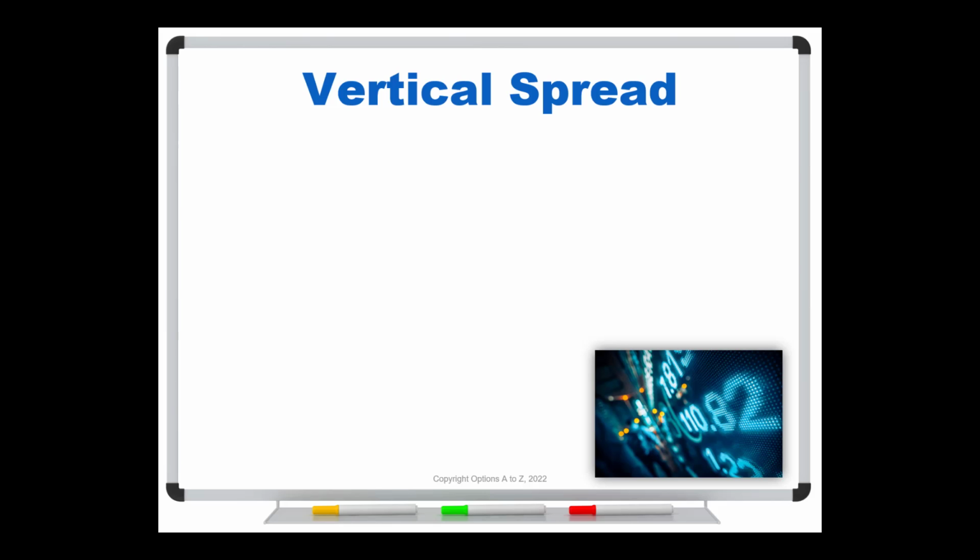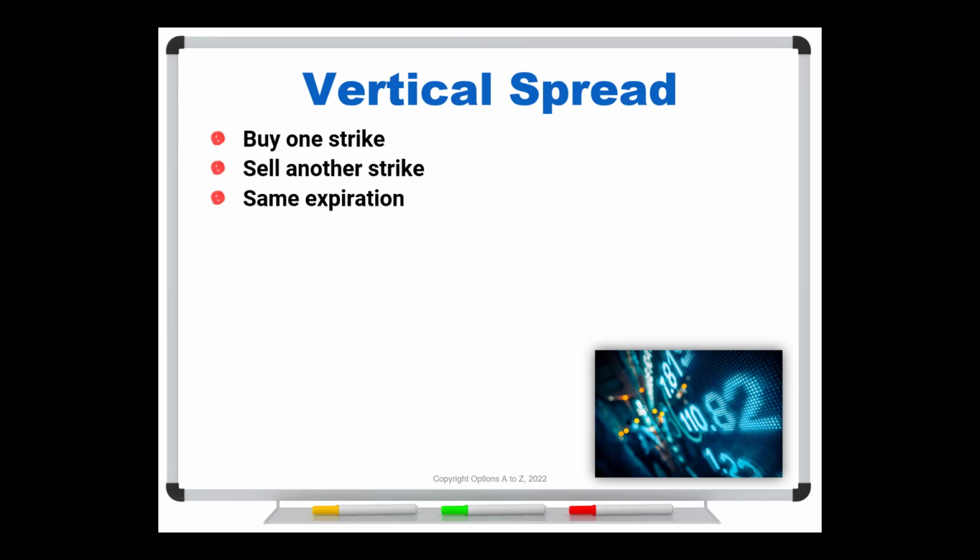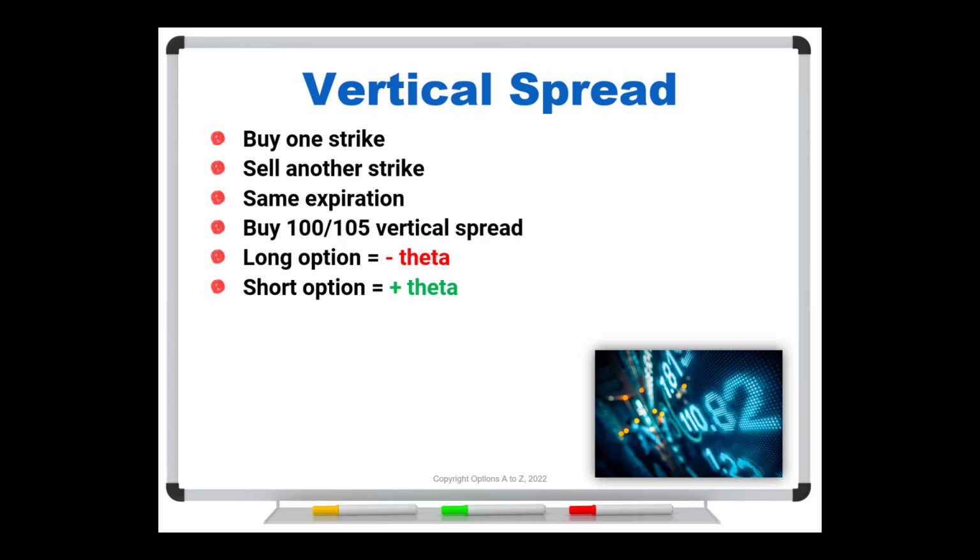So let's take a look at the vertical spread. Recall that this is a strategy where you are going to buy one strike and sell another strike. They will have the same expiration and of course have the same underlying stock. So for example, you might buy the 100-105 vertical spread. If this is a call spread, it means you are buying the 100 strike call and selling the 105 strike call. Now, to back up a little bit, remember that whenever you buy any option, any long option has negative theta, and any short option has positive theta.